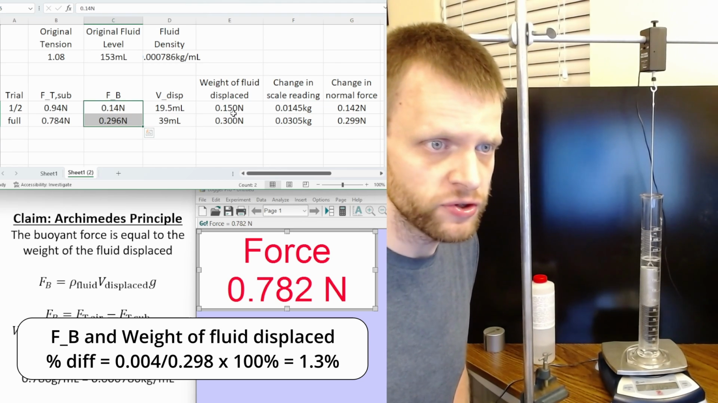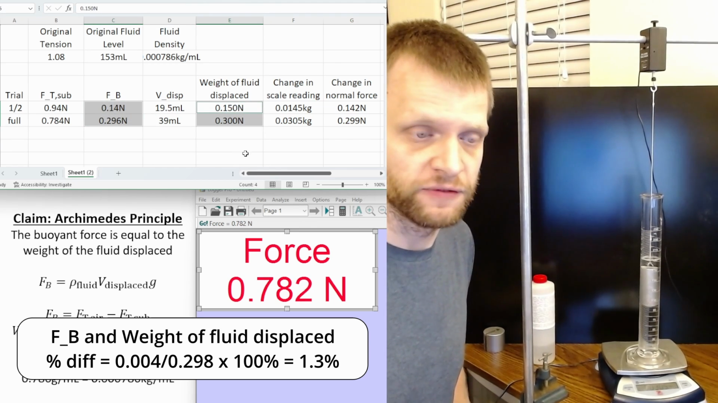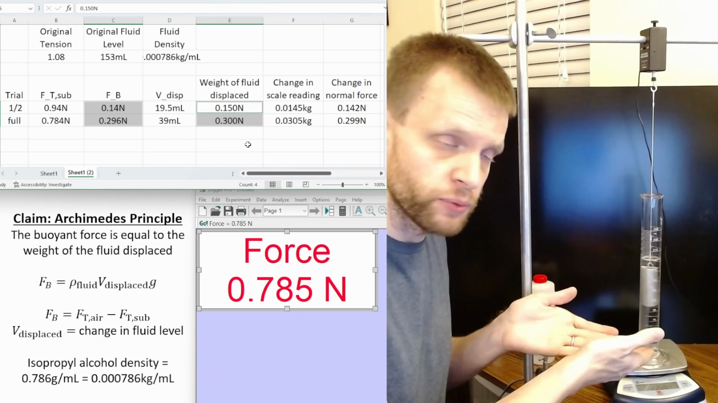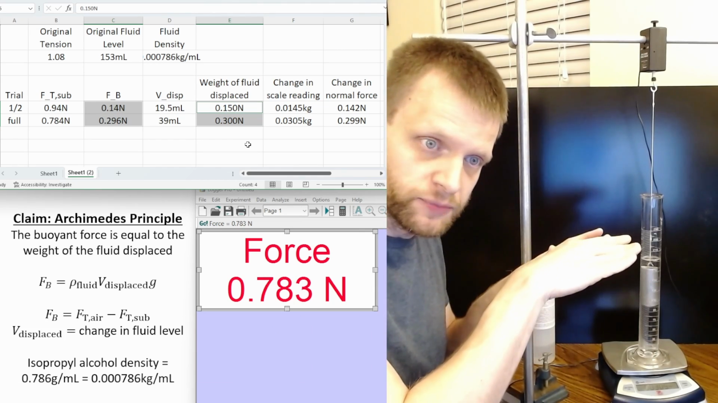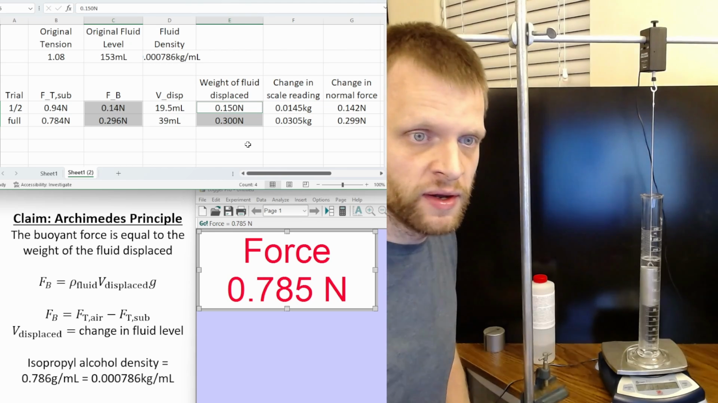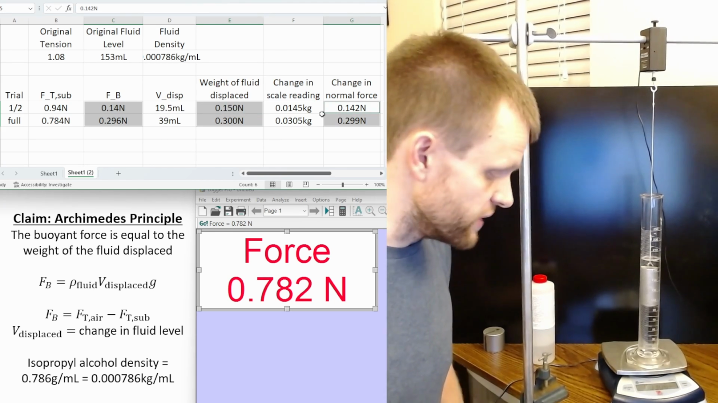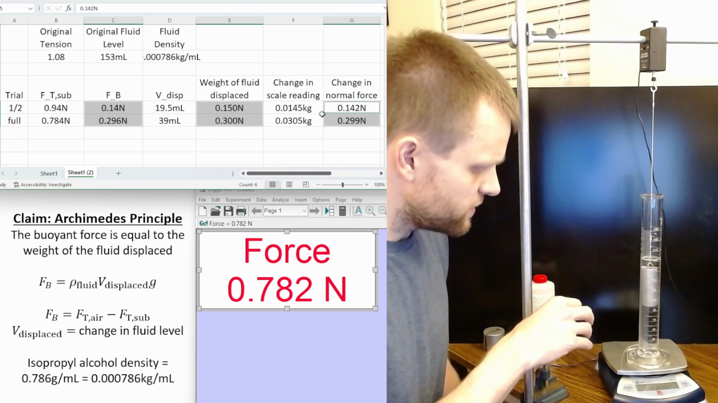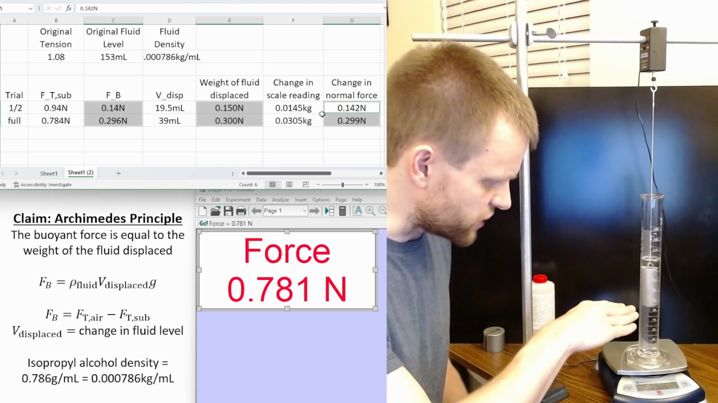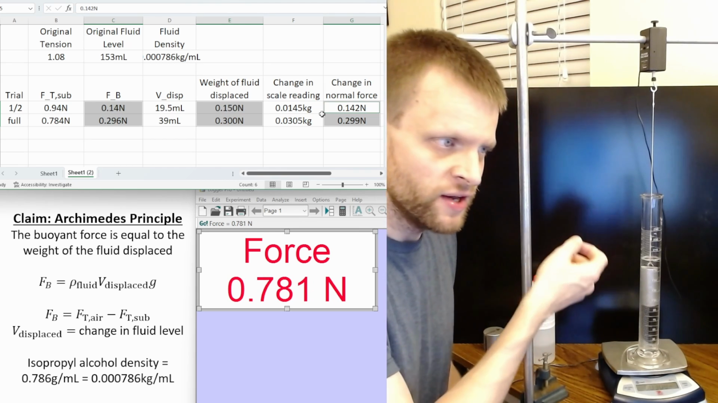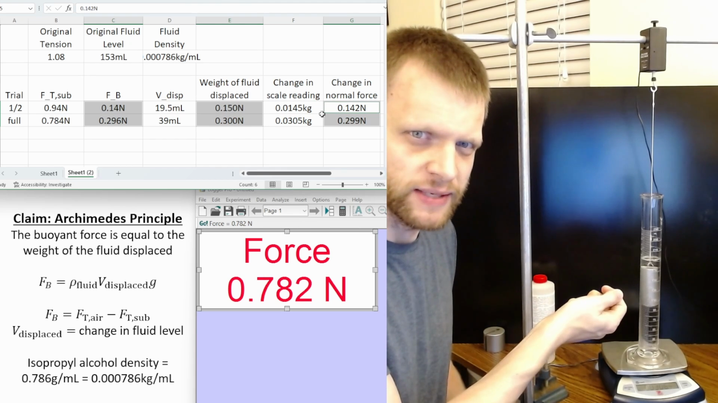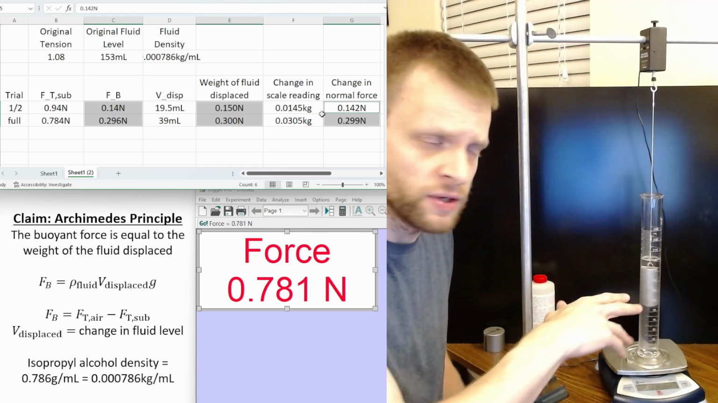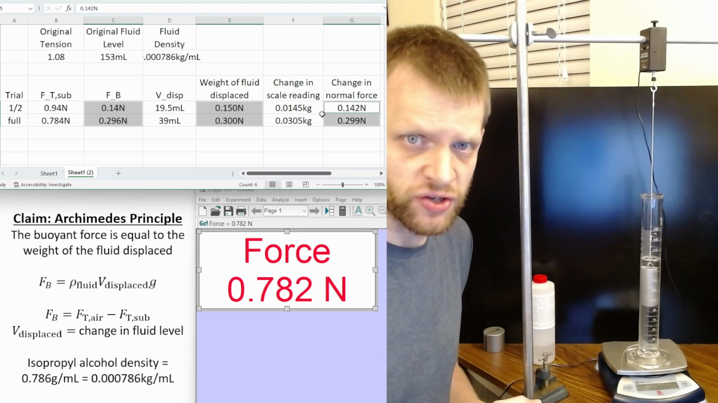The buoyant force matches the weight of the fluid displaced, and if that buoyant force is the fluid pushing up on the object, that means the object is pushing down on the fluid, and that makes the scale reading change by an amount that matches. But in all these cases, this cylindrical metal object is the same object each time. So maybe there's something special about this object, or maybe the fact that it has a flat bottom has an effect on this buoyant force.